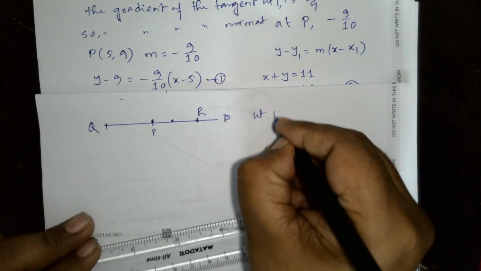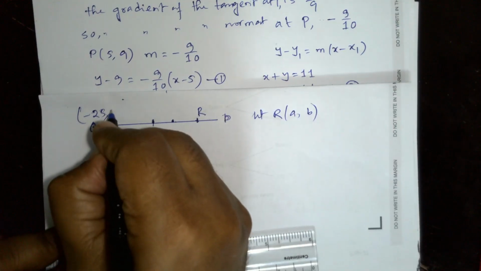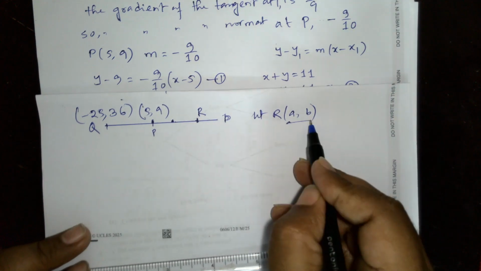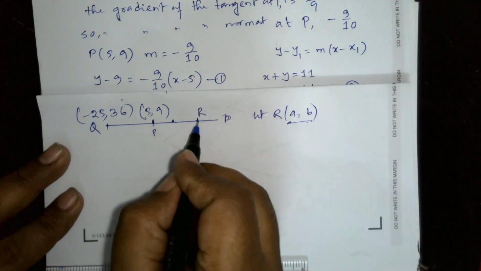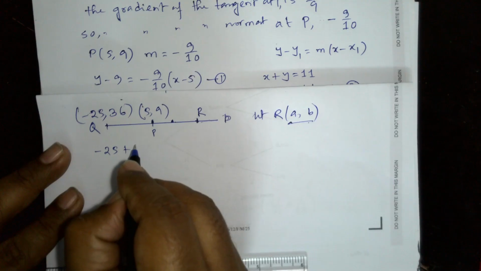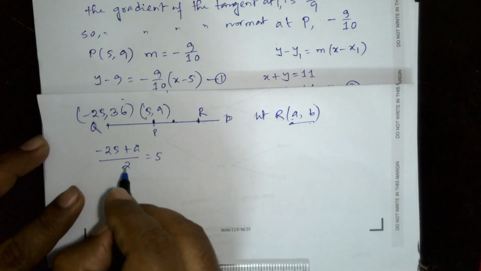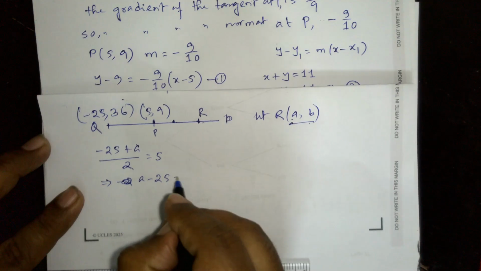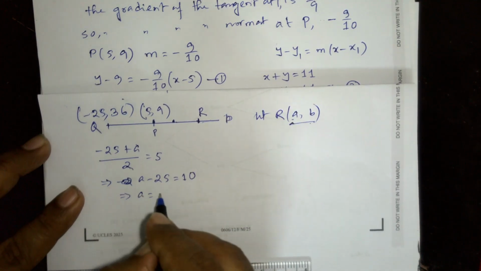So let R be A comma B. Q we found as minus 25 comma 36, P we found as 5 comma 9, and R we assumed as A, B. Understood? P is the midpoint of Q and R. So I can write minus 25 plus A, divided by 2, is equal to 5. Then A minus 25 is equal to 10. So A is 35.